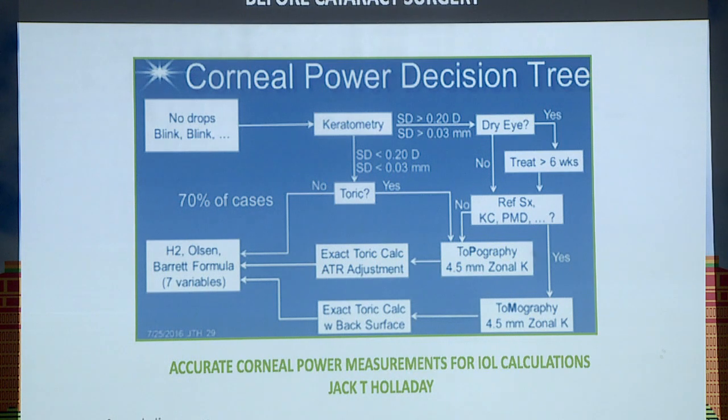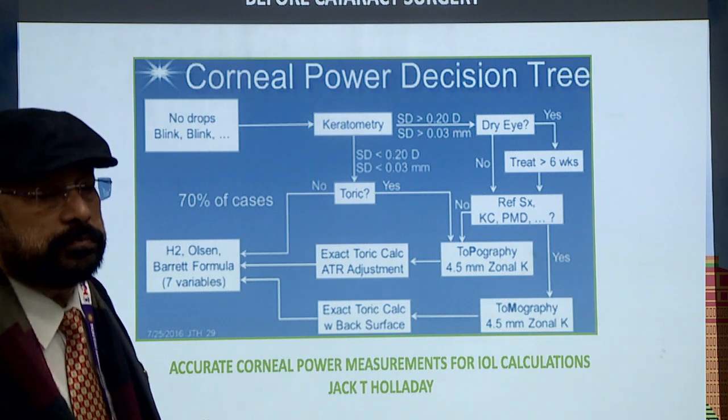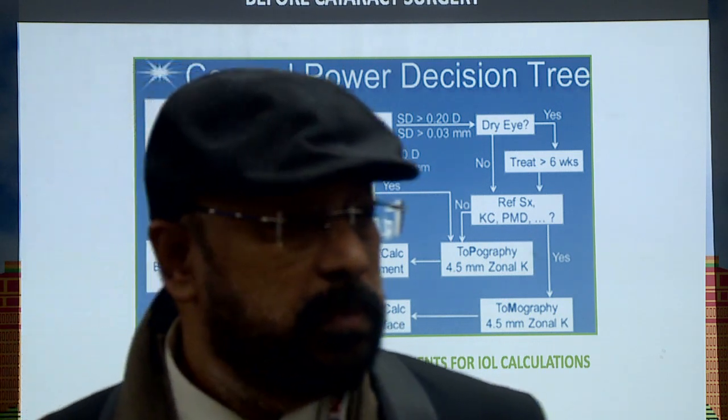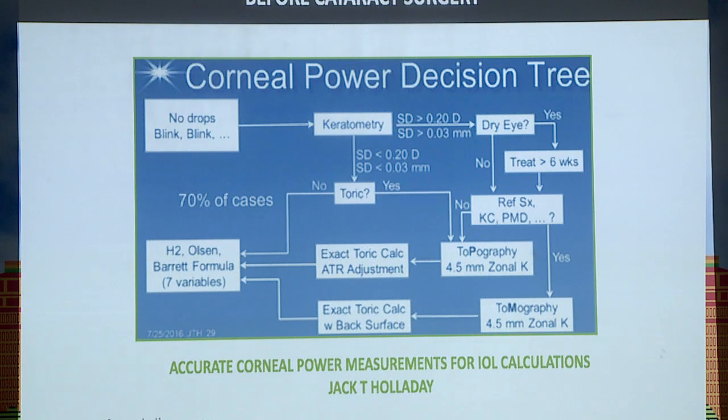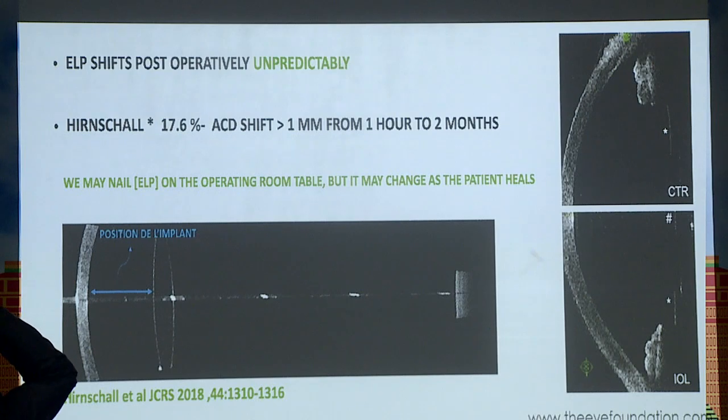In those 30% of cases when there is a challenge, when you see that your standard deviation in your readings is different, it is more than 30 micron, more than 0.2 diopters, look for dry eye. If the dry eye is not there, don't give up. There's some discrepancy, rule out whether there was a refractive surgery done, is there an early KC, is there a PMD, do a tomography, use a toric IOL power calculation, do everything to get the right result.